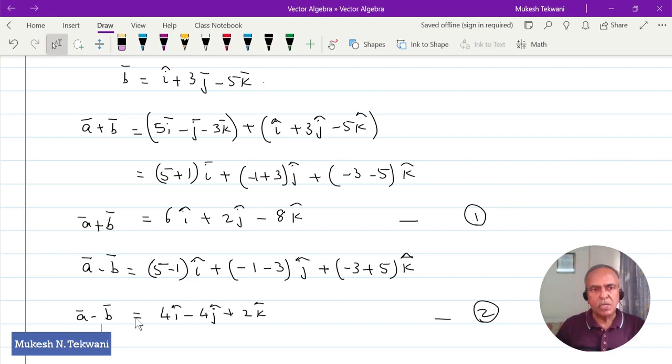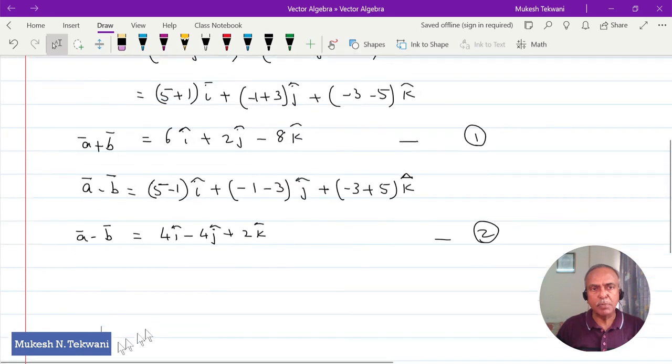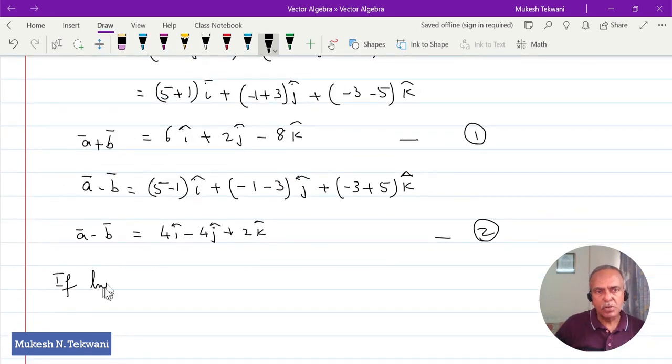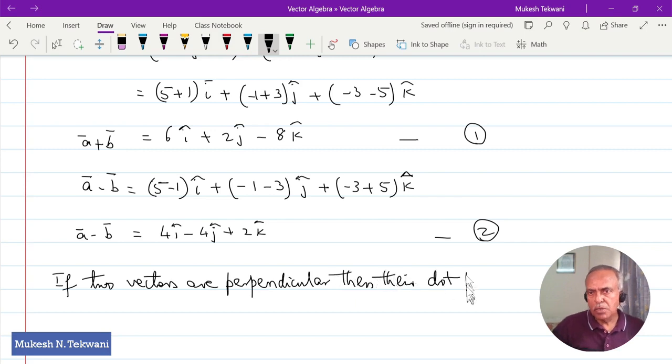Now let us see, if we are to show that the two vectors are perpendicular, so if two vectors are perpendicular, then their dot product is 0. So let us verify that. We will take the dot product of these two vectors, vector A plus B and vector A minus B, and what does this come to?